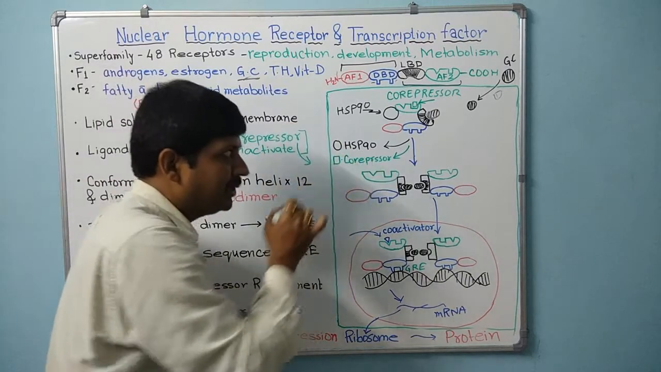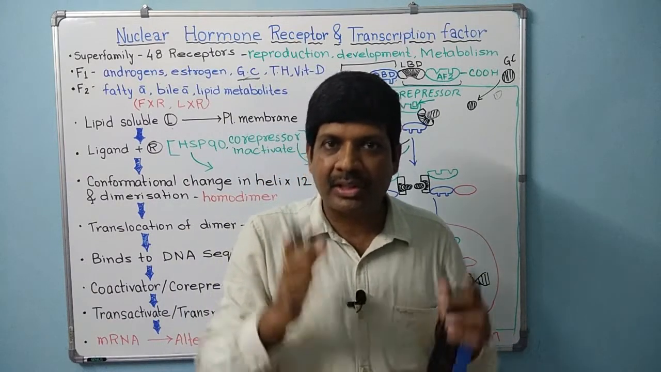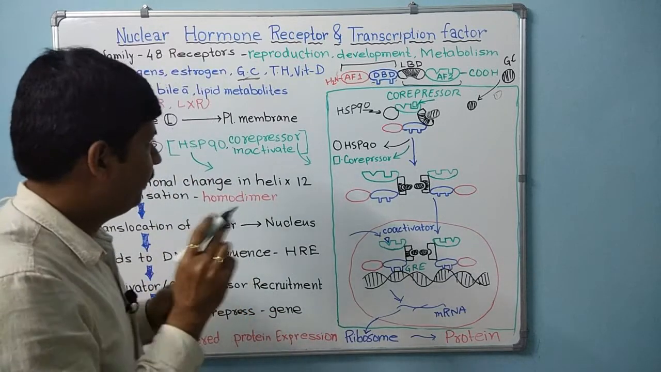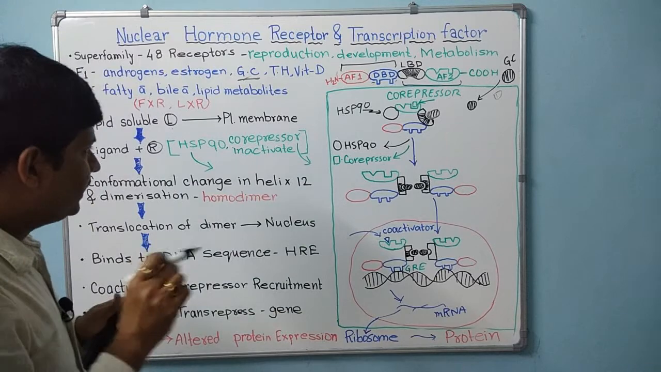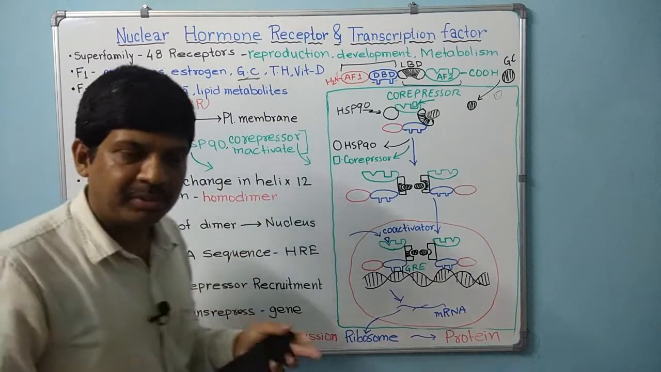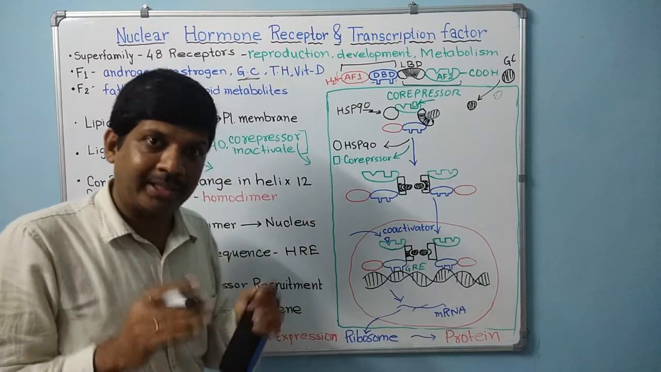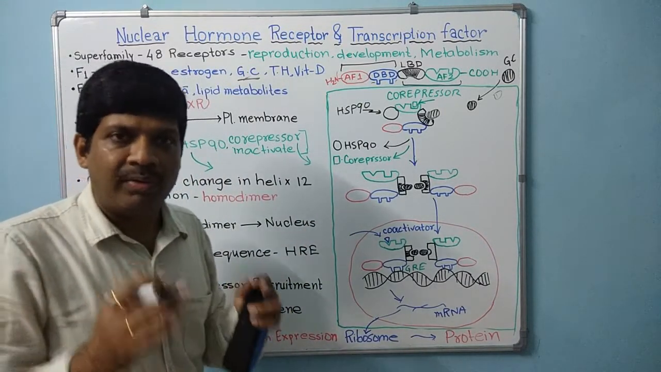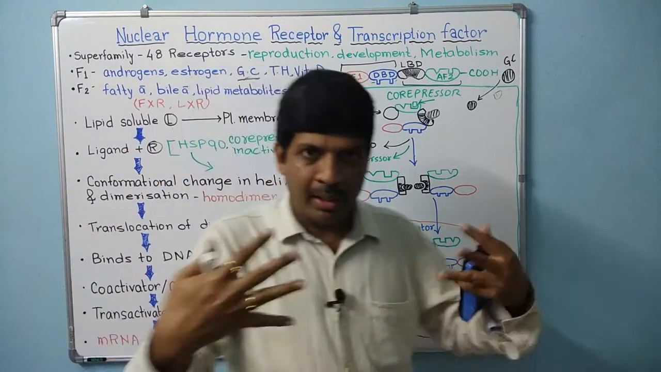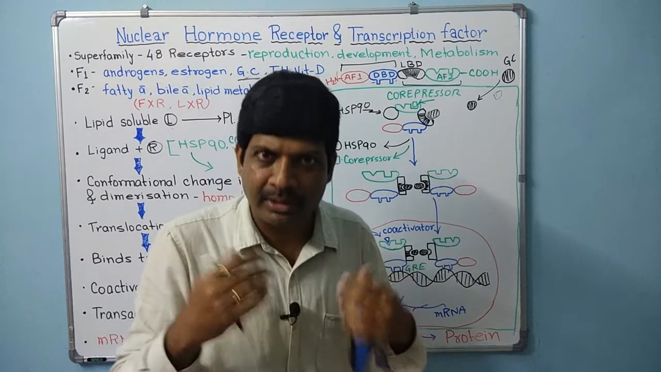Now after that, there is a conformational or structural change, and that structural change happens due to the 12th helix. That is important. So the conformational change will occur, and after that there is dimerization. In this case, for glucocorticoid, there is homodimerization. There are other examples where heterodimerization occurs. Now what do you mean by homodimerization? When the same type of monomer comes together, that is a homodimer. When a different type of monomer comes together, they are known as a heterodimer.